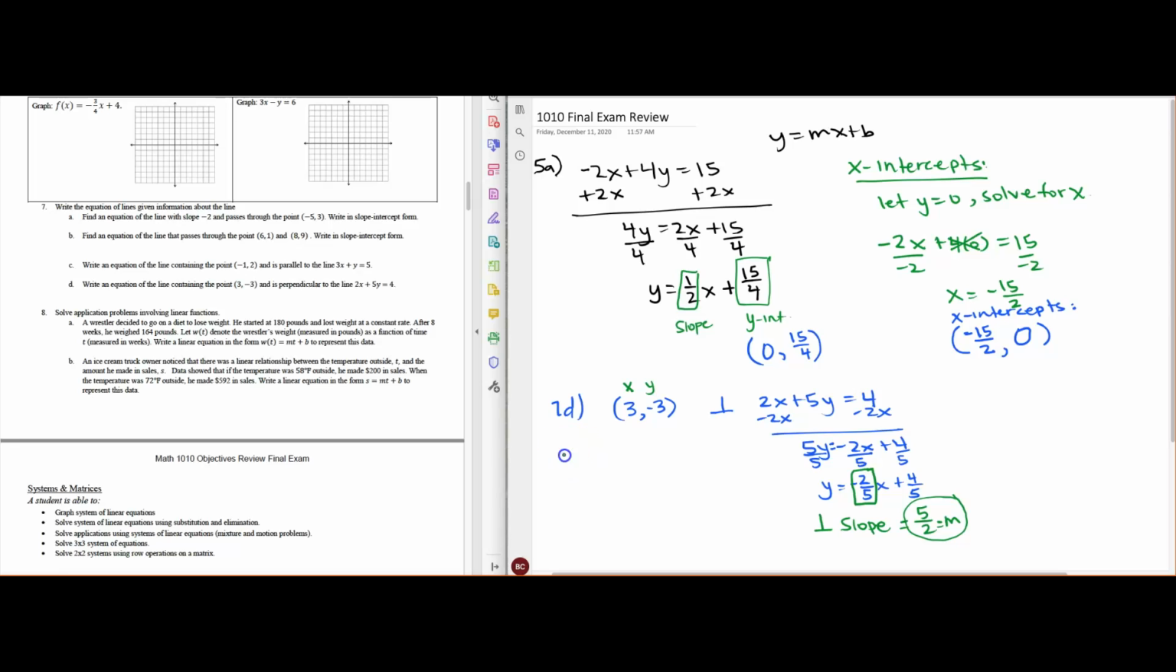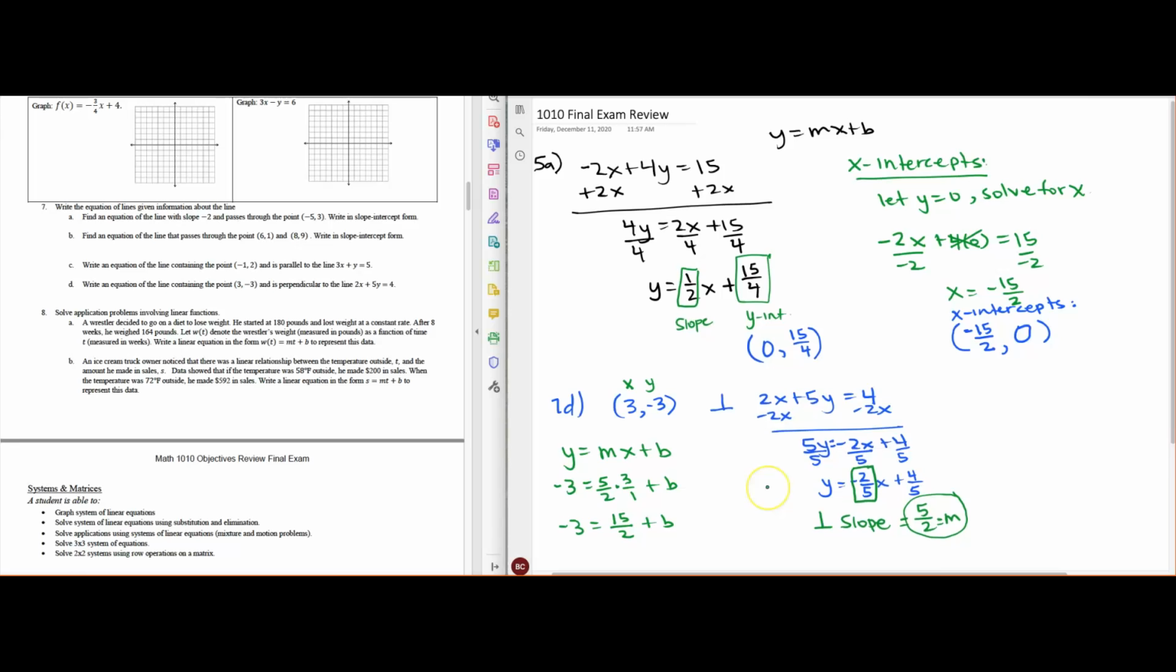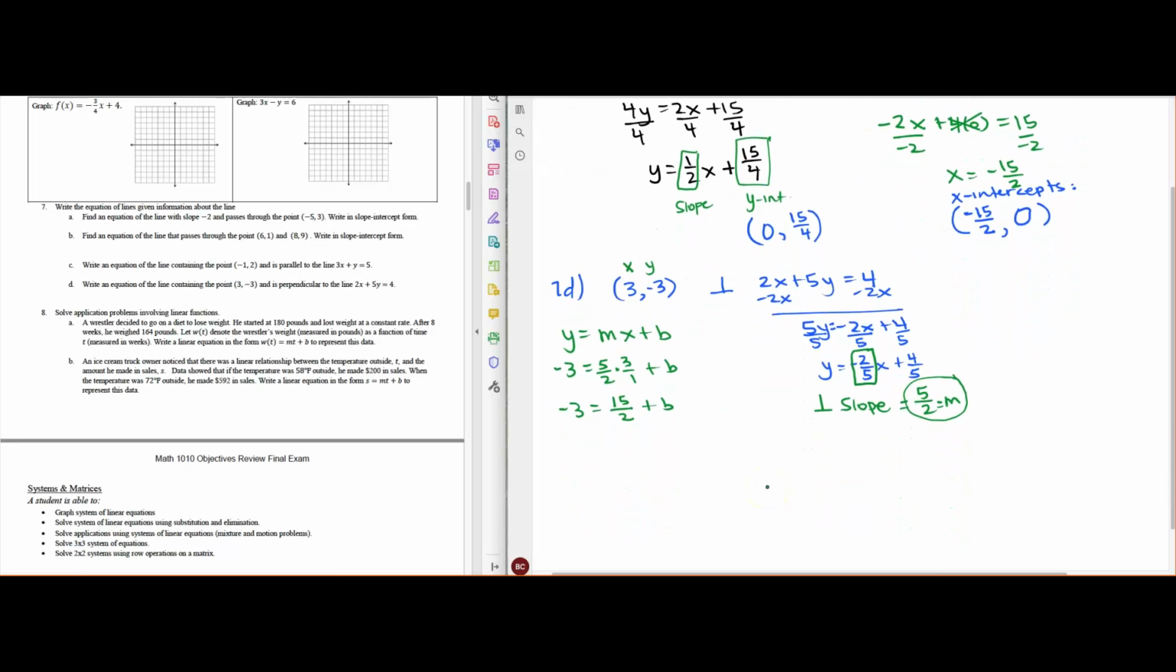If I plug those things into my y equals mx plus b, I'll have negative 3 in place of my y, 5/2 in place of my m, and 3 in place of my x. Then all I'm left to solve for is the y-intercept that I need in order to write the equation of a line. So I get negative 3 equals, multiply those together, 15 over 2 plus b, and then I need to subtract that 15/2 over.